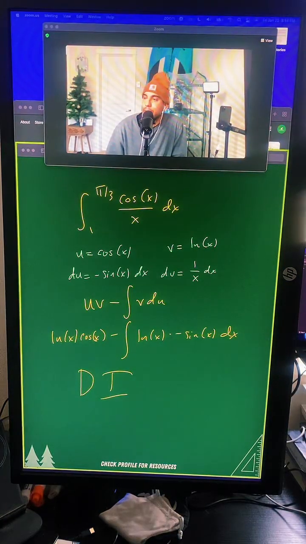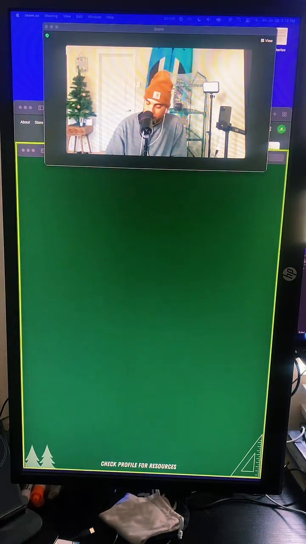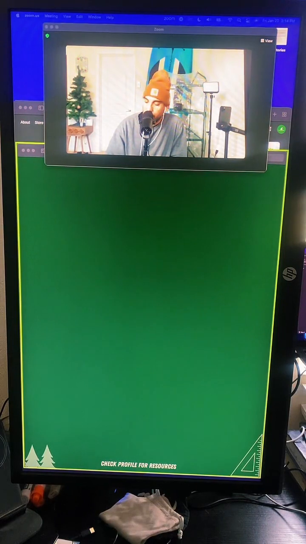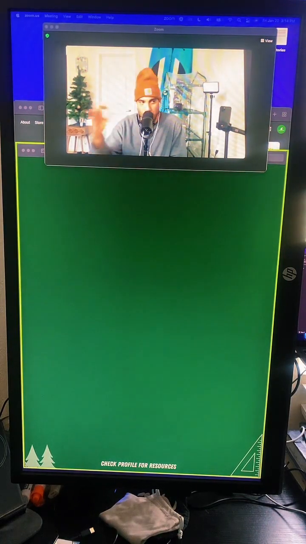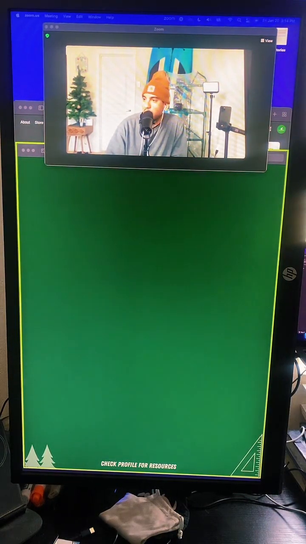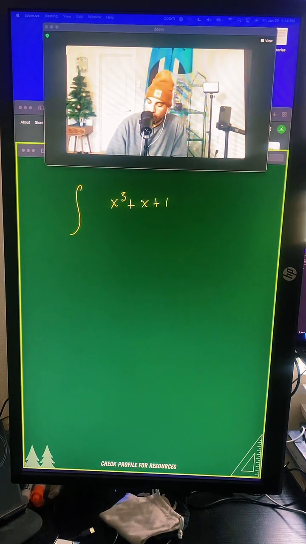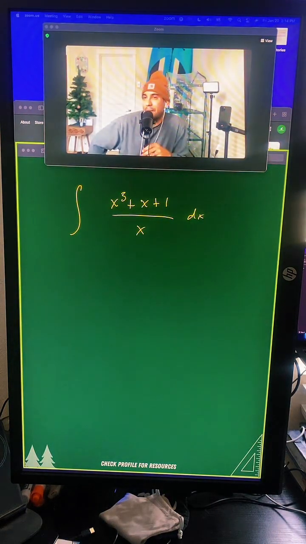Okay. Let me go back to Popsicle's problem, because I know he requested it. We can talk about this other problem later. We can discuss it in more detail if you guys like. But I just want to do this integral that Popsicle requested. It was x cubed plus x plus 1, over x. Is that correct? Popsicle, let me know if that's correct or not.